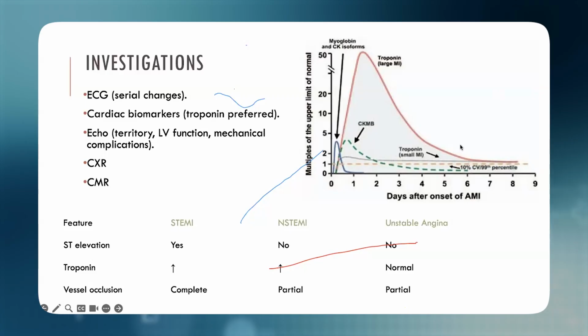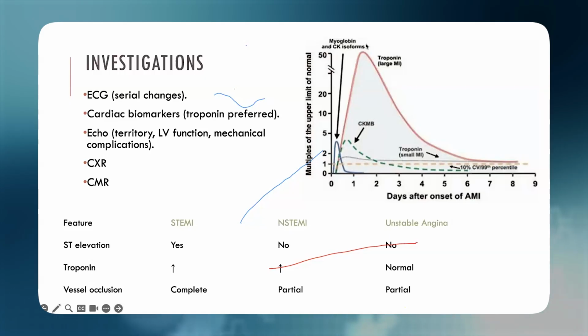This graph is important. There will be a question: which is the first biomarker to rise in MI? There's the myoglobin and some CK isoforms. After myoglobin, there is CKMB. See, the myoglobin rises quickly and comes down to normal level within 1 day, actually within less than 12 hours. CKMB also normalizes. This is the detection level, this yellow dotted line. It comes within normal limits within 3 days.